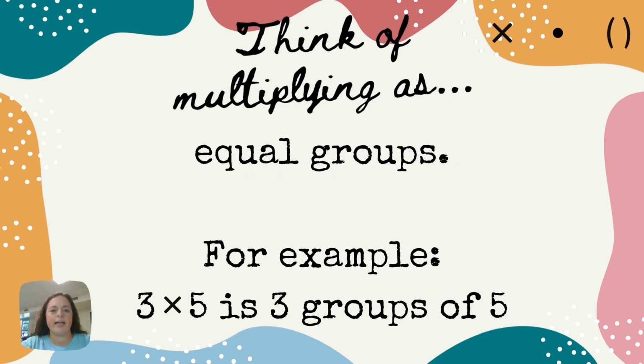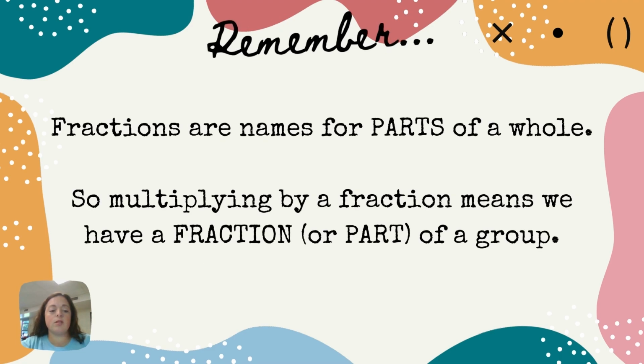Think of multiplying as equal groups. For example, 3 times 5 is 3 groups of 5. It could also be 5 groups of 3. So, since fractions are names for parts of a whole, then multiplying by a fraction means that you'll have a fraction of a group or part of a group.